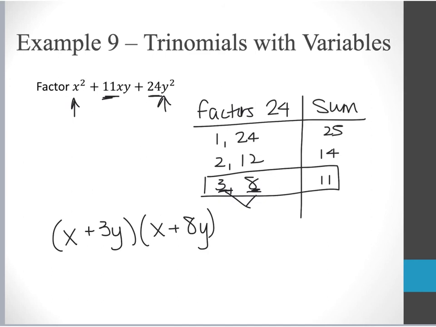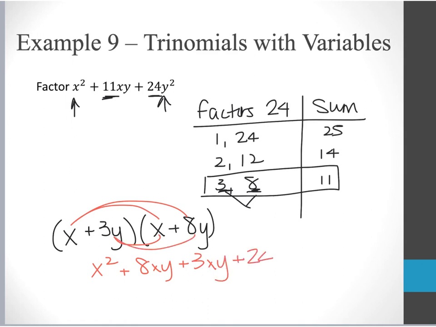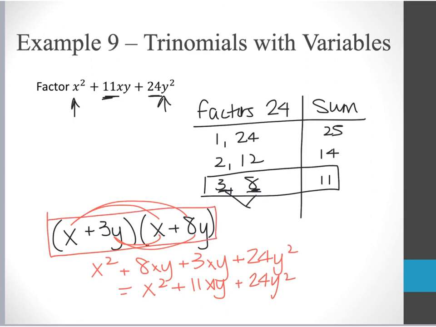So if we FOIL this out just to double check our work, you're going to see that we get x squared plus 8xy. Then I have 3, I'm going to add 3xy to that. And then 8 times 3 is plus 24. And then y times y is y squared. So this is going to give me x squared plus 11xy plus 24y squared. So you can see it actually did work. So my factors are going to be x plus 3y times x plus 8y.